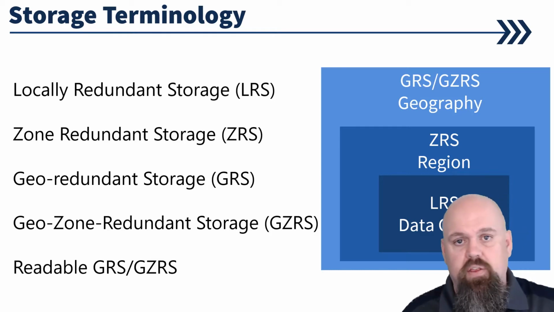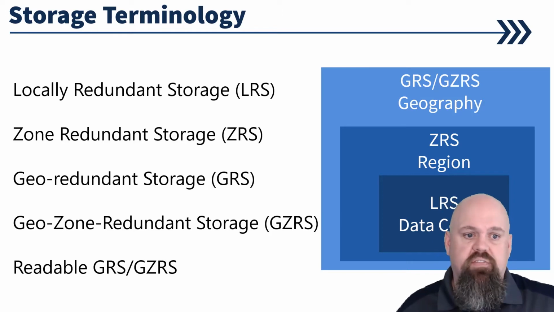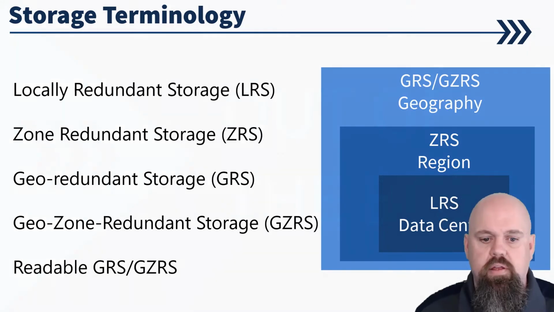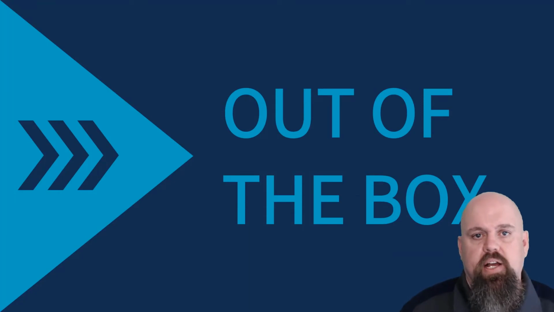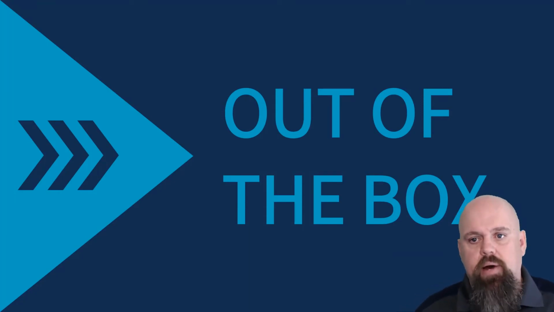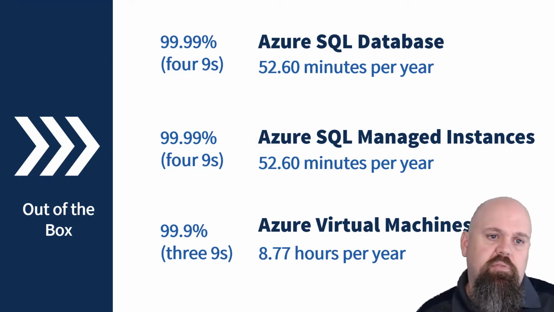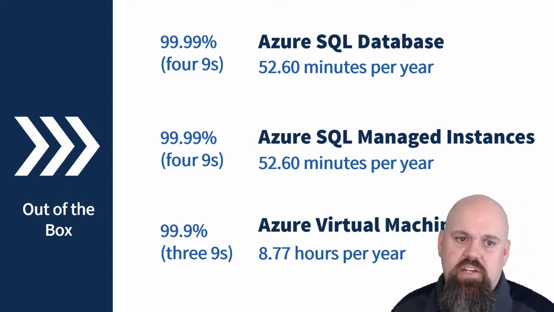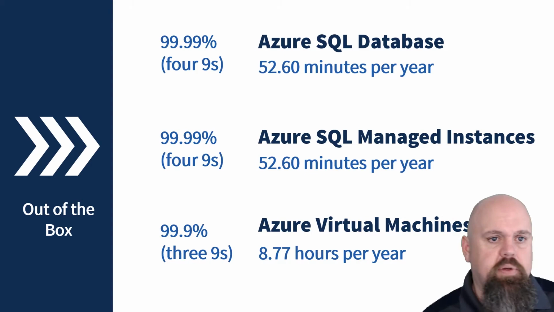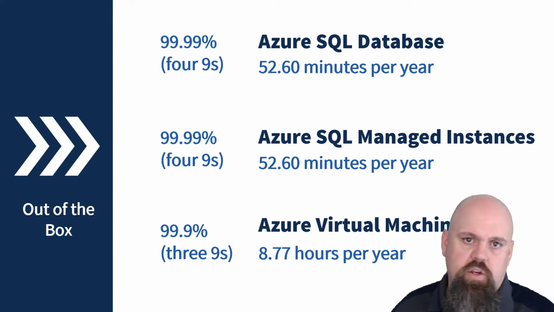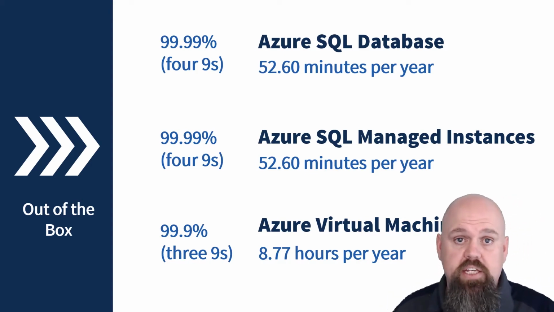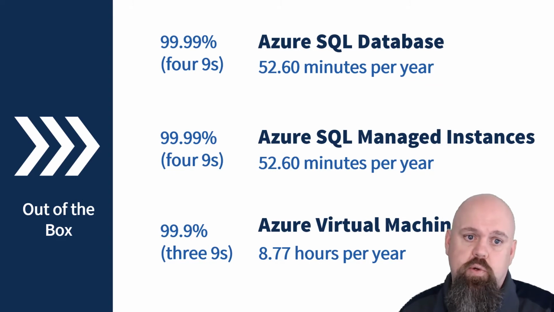So you can configure that readable secondary, but you have to configure it when you set up the storage account. So let's talk about what we get out of the box just for a second. Out of the box, this is going to be more of high availability. While it's not the same thing as a disaster recovery solution, high availability can dictate what your disaster recovery objectives and what that overall solution is going to be.